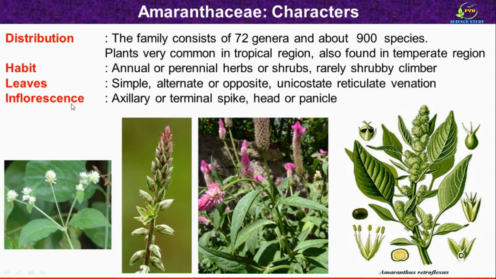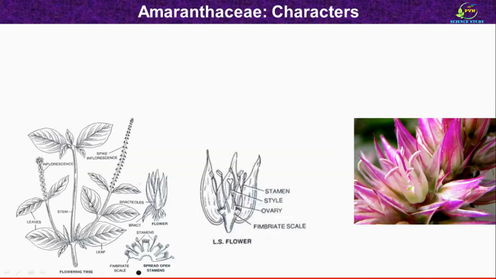Then regarding the inflorescence, this is the inflorescence of the plant. Inflorescence is axillary or terminal spike, head, or sometimes it is panicle. So here we can see the inflorescences of members of Amaranthaceae family. Dear friends, here also you can see the floral parts of the Amaranthaceae family member. This is the longitudinal section of the flower.